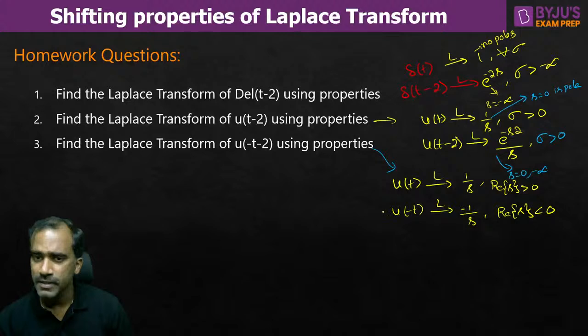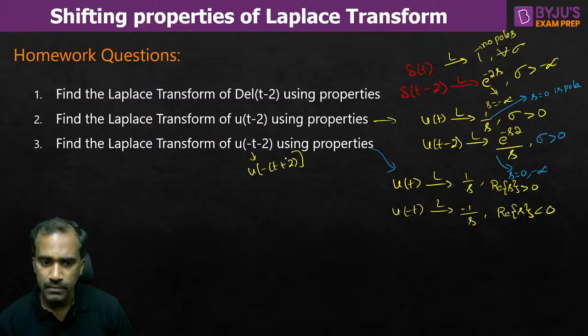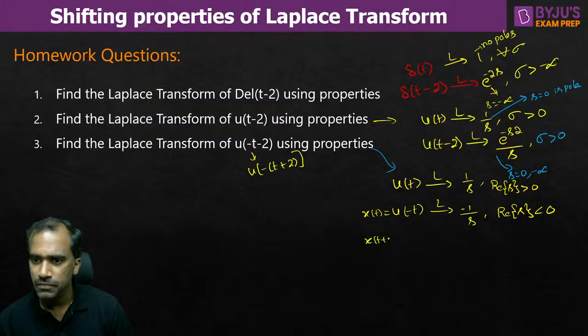Right. Now from this, let's try to get this. Can you write this as u of minus of t plus 2? Is that okay? If you take minus common, minus of t plus 2 becomes t plus 2. So if you look at it as x of t, then you want x of t plus 2. X of t plus 2 means t is replaced with t plus 2.